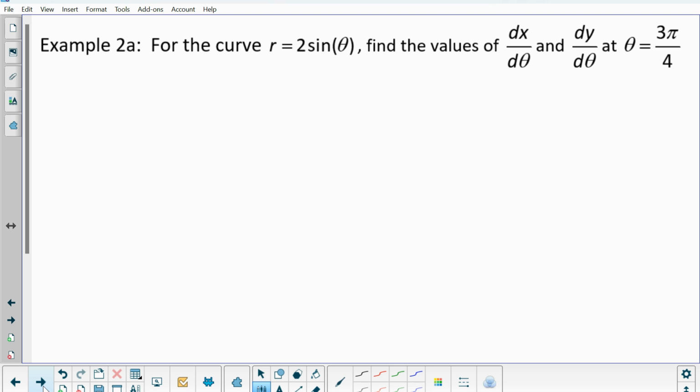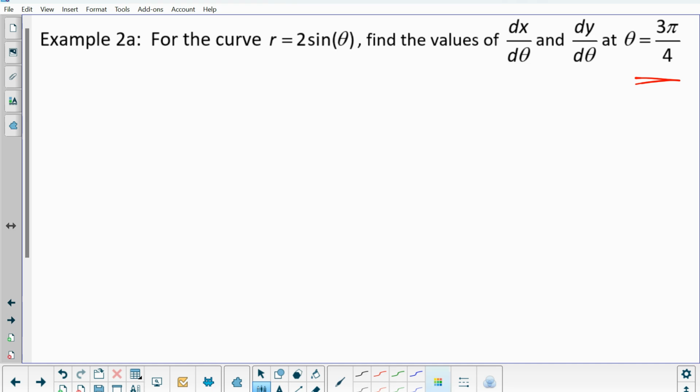So here's the next example. I wrote all my notes down so I wouldn't have to scroll back and forth. This problem is asking you to find dy d theta and dx d theta, and it's actually I think an easier problem than the one we just did, so I don't need to spend a lot of time on it. I'm just finding the derivatives dx d theta and dy d theta. I'm not going to worry about this part with the 3 pi over 4.